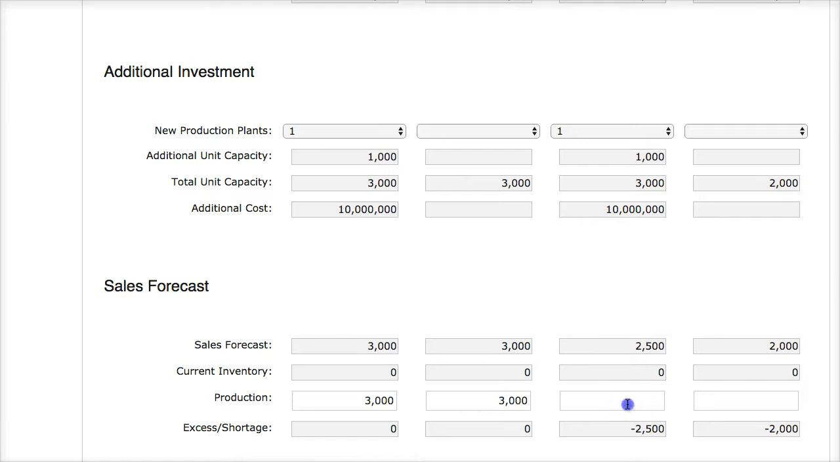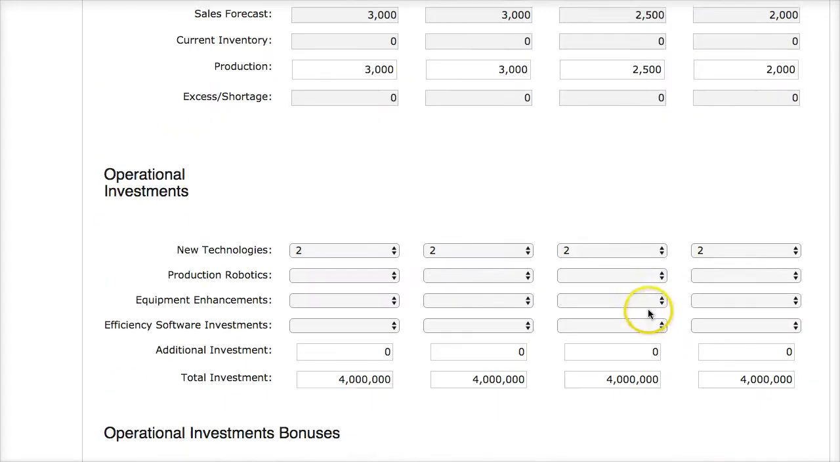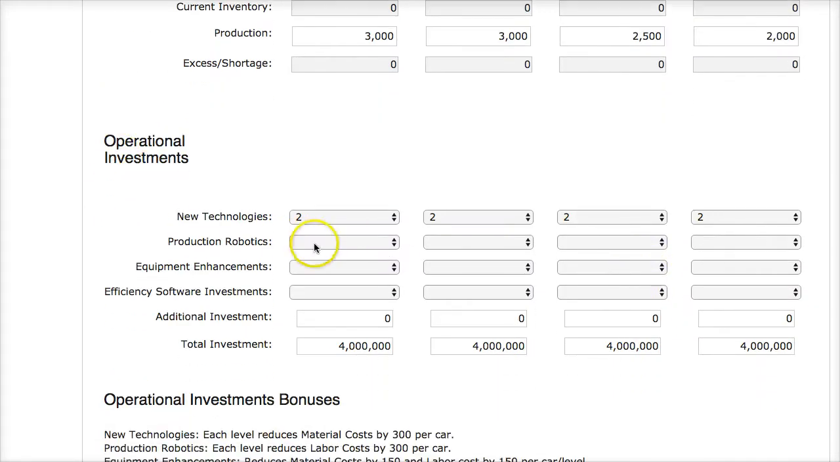Here I'm only building 2,500, so I'm not using my full 3,000% capacity. But here I am. Okay, so I'm pretty efficient with my assets here. Now, this is the investments.